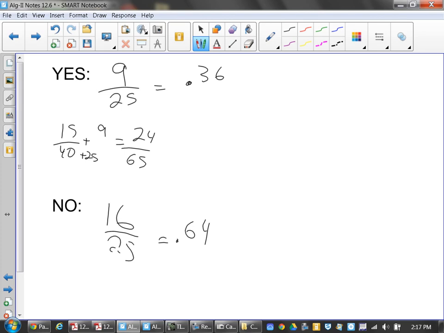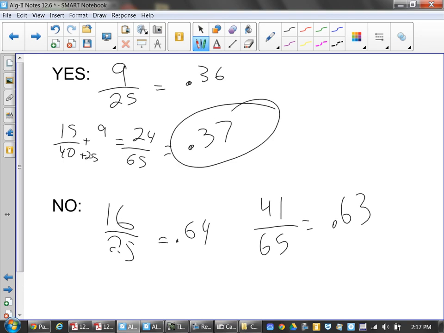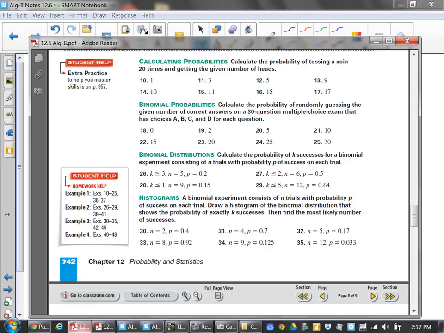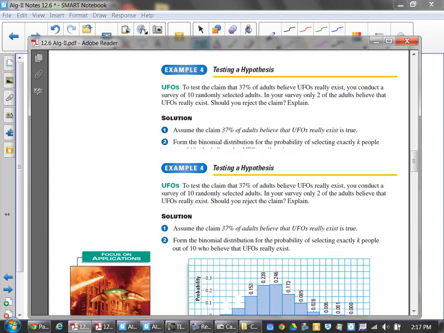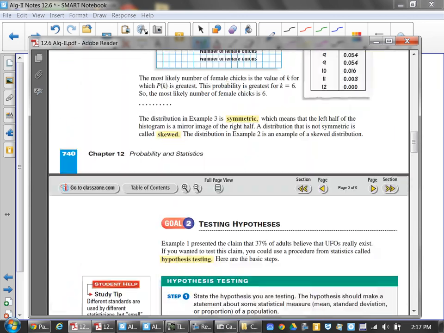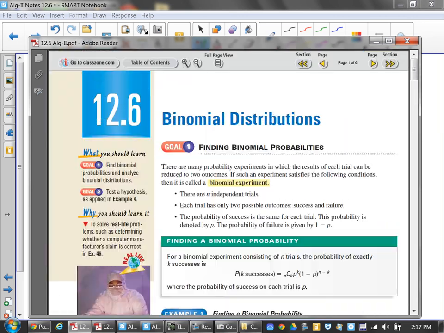Therefore, 65, and then would have been 41 out of the 65 didn't believe? So this is your believe, and this is your didn't believe. And this is pretty cool because the book example, here we go, it's 0.37. I'm not kidding you. It's 0.37.